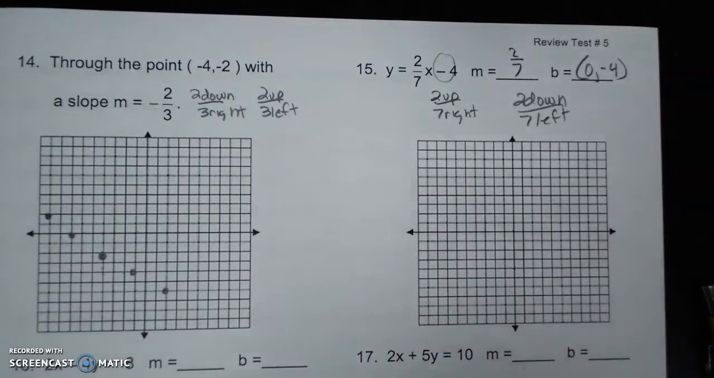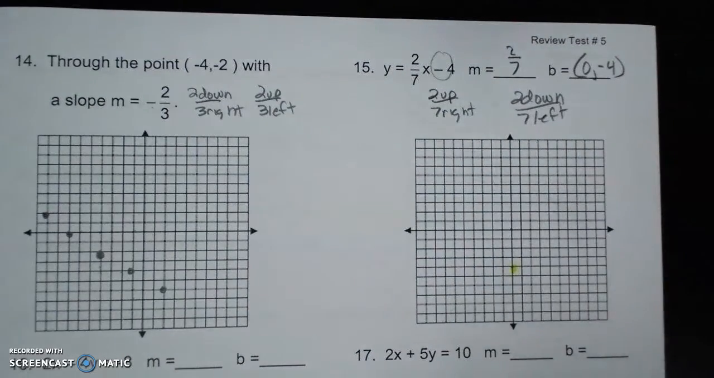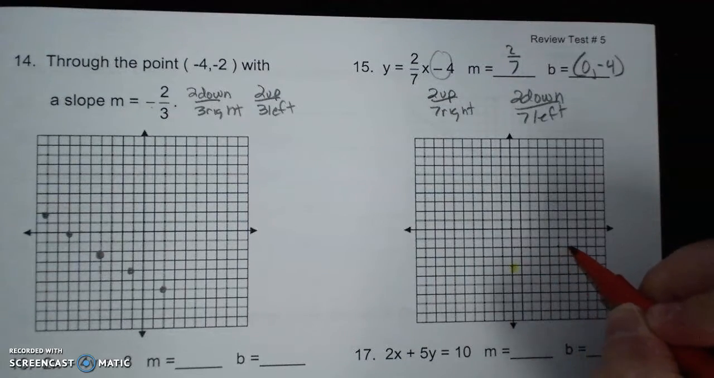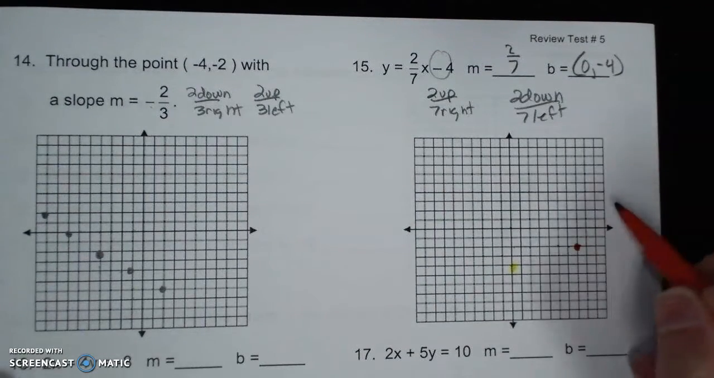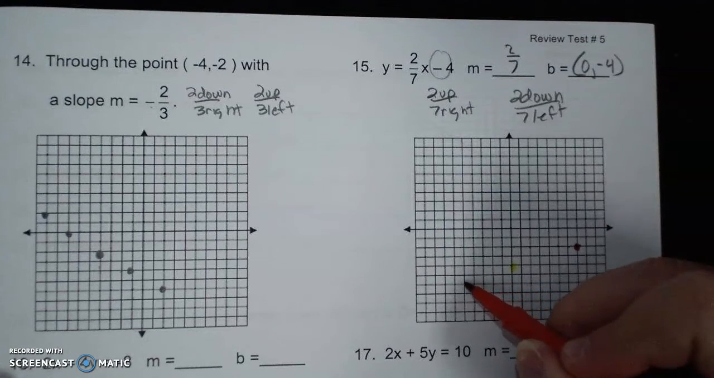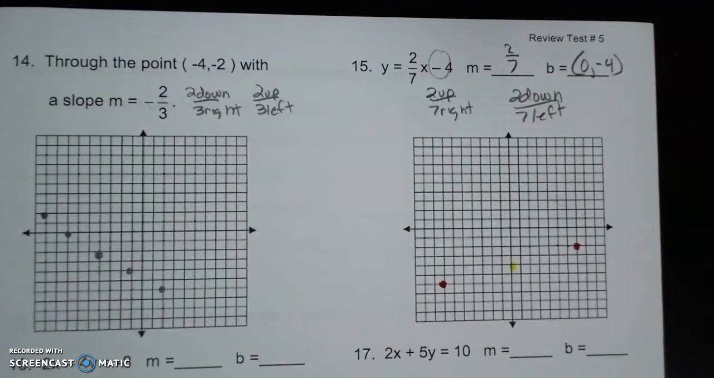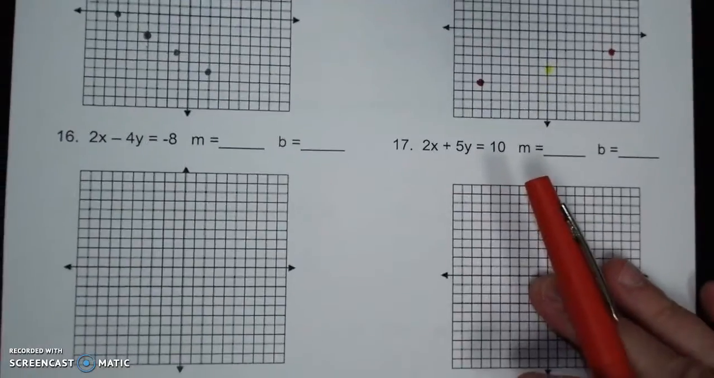And that is my y-intercept. And then I'm going to go 2 up, 7 right. Can't fit another one on, so that would be sufficient. So I'd like at least 2 above and 2 below, only if they fit.